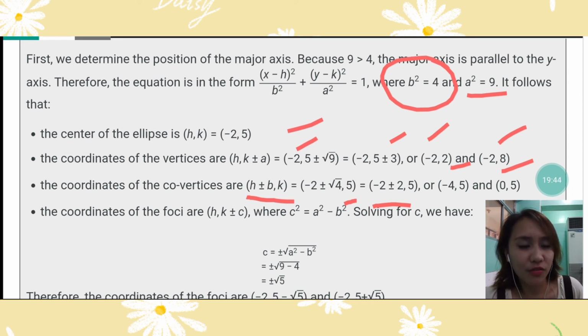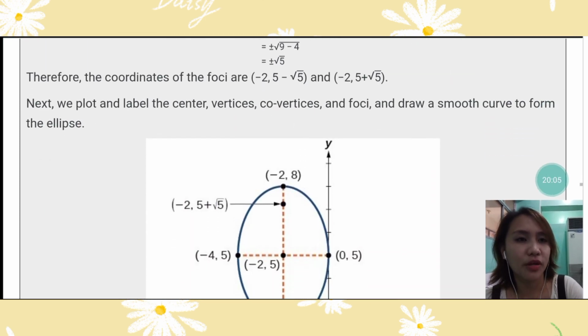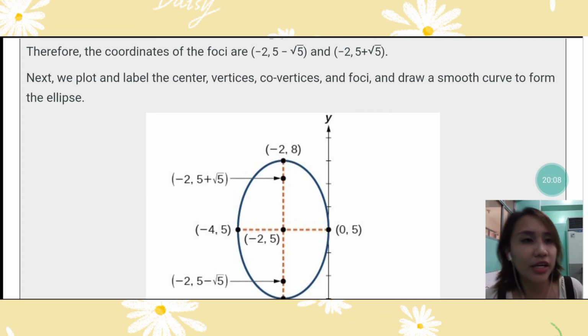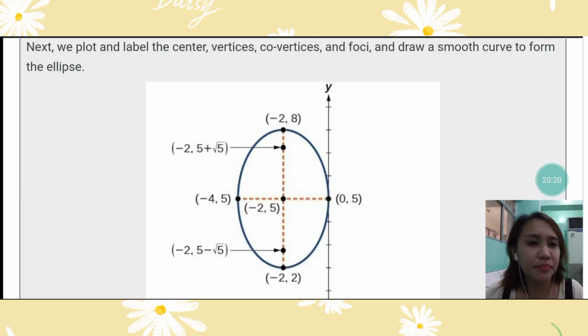Now for the coordinates of the foci, that is simply (h, k plus or minus c). Still using the formula to solve for c squared, a squared is 9, b squared is 4, 9 minus 4 is 5. So c is the square root of 5. Therefore, the coordinates of the foci are (negative 2, 5 minus square root of 5) and (negative 2, 5 plus square root of 5). So now we have the graph.